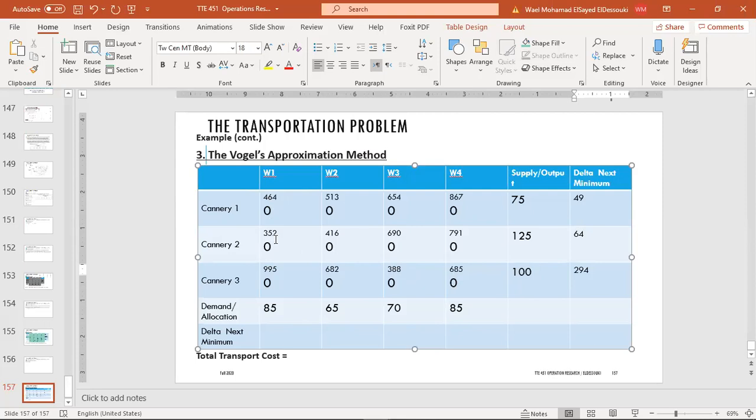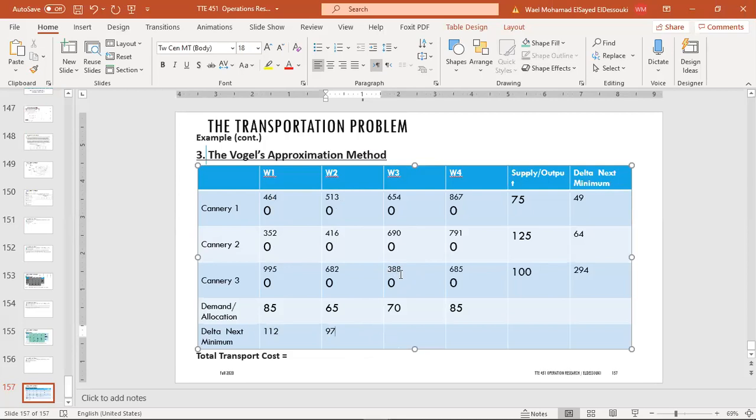Let's calculate the difference between the least cost and the next least cost in this column. The least cost is 352. The next is 464. So we have 464 minus 352, which is 112. We do the same here. That's 416, the minimum or the least. Here is going to be the 513. That's the next minimum. So this one will be 97.